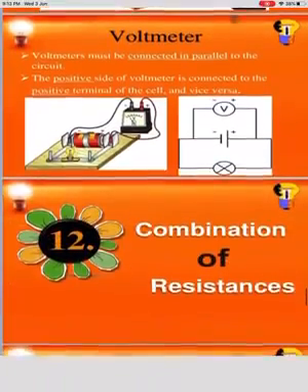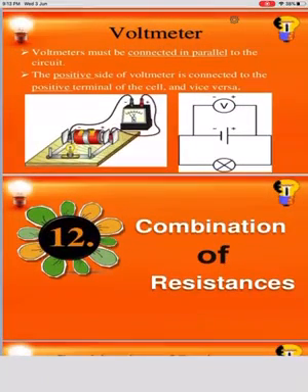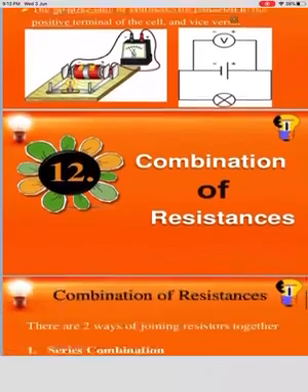Look at the picture here of a voltmeter. A voltmeter must always be connected in parallel to the circuit, and its positive side is connected to the positive terminal of the cell, and vice versa. That means a voltmeter has high resistance and is always connected in parallel, and it measures the electric potential difference.